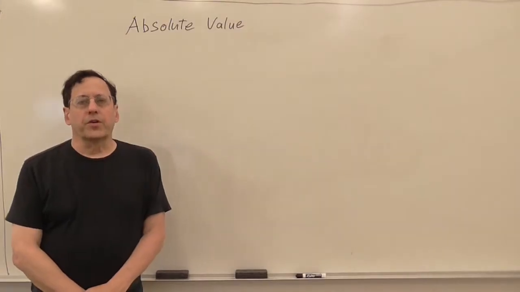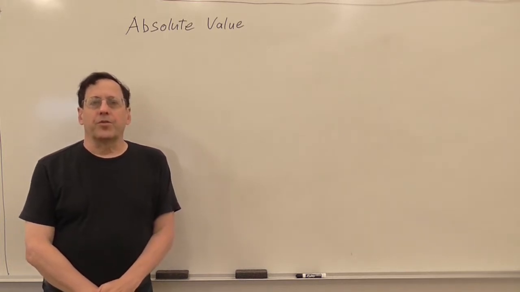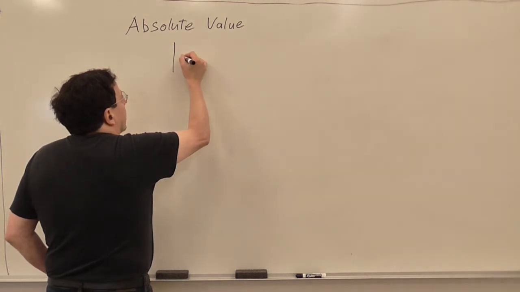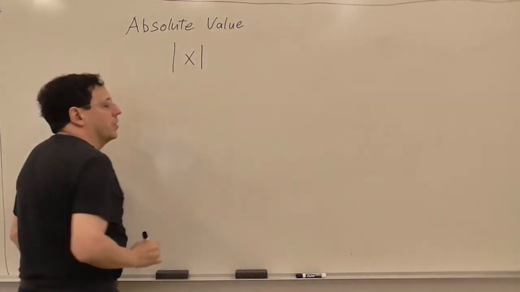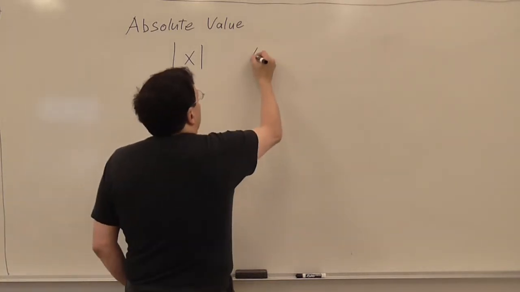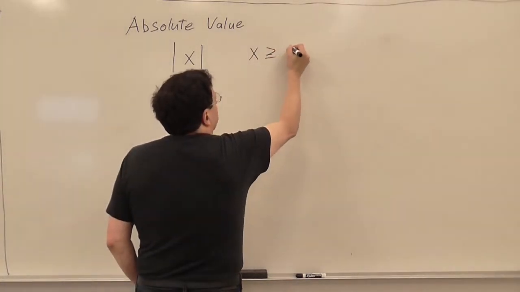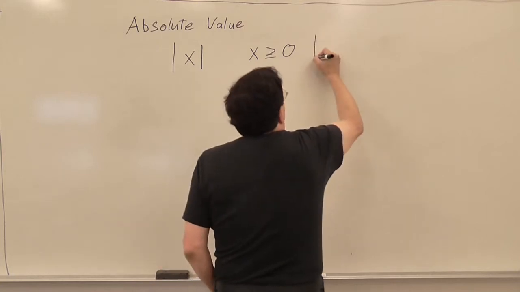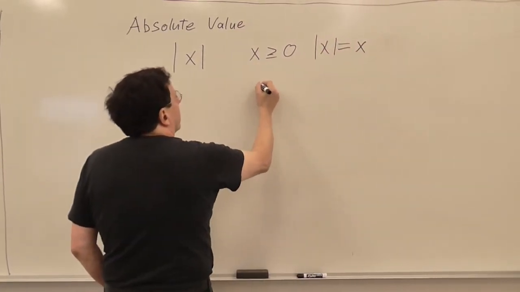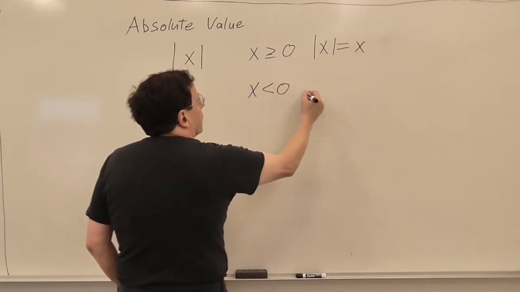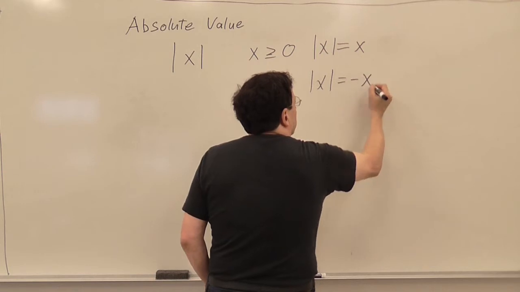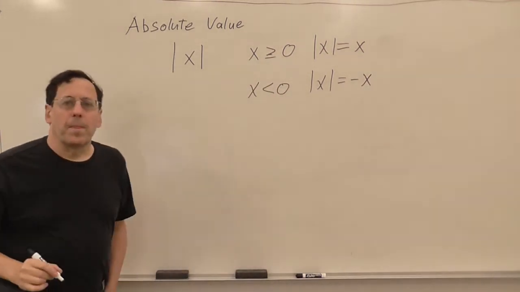The final subject we're going to talk about today is the absolute value. You should recall we would write absolute value of x to mean the following. If x is greater than or equal to 0, then the absolute value of x is equal to x. If x is less than 0, then the absolute value of x is equal to minus x.